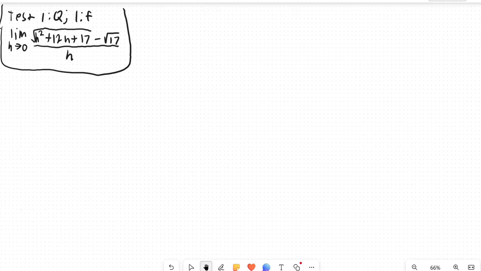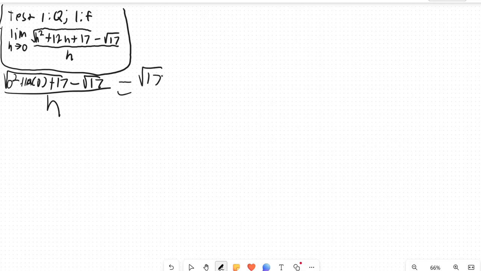First off, we find out that this function is indeterminate by taking it to 0. So it becomes 0 squared plus 12 times 0 plus 17 minus square root of 17 over h. Everything cancels out, meaning we get a square root of 17 that's positive minus a square root of 17 over 0, which equals 0 over 0, meaning it is indeterminate.